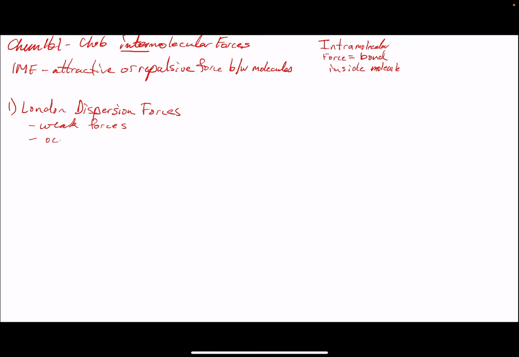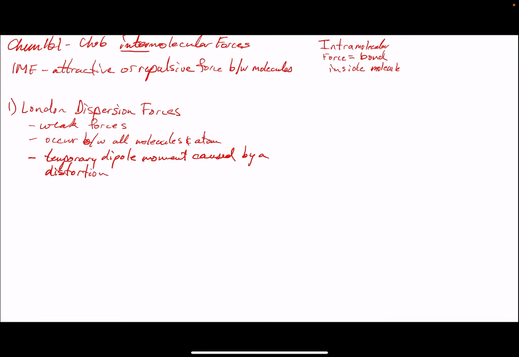And we'll see that they occur between all molecules and atoms. So between all molecules and atoms. Okay, so we can expect to find this in almost every case of a mixture of atoms and molecules. All right, and what it is, it's the attractive or repulsive forces that occur from a temporary dipole moment caused by a distortion of the electron cloud or orbitals in molecules. What's going on?